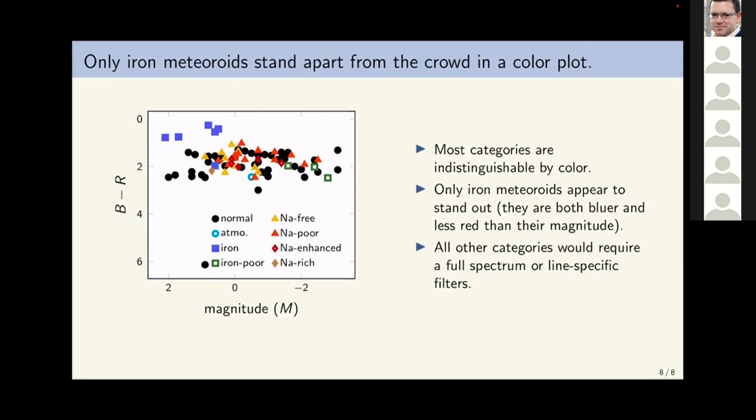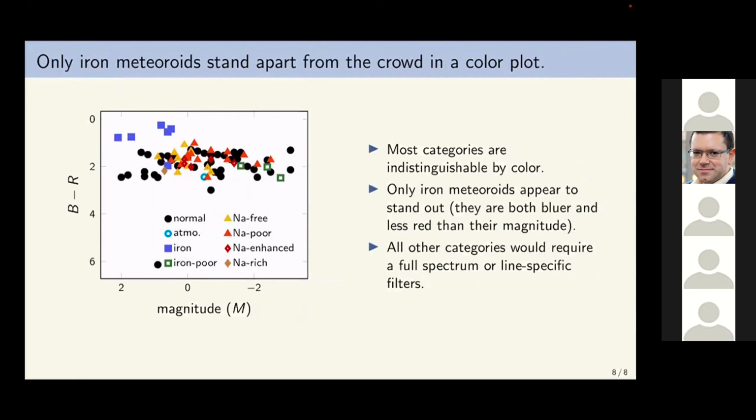So I hesitate to make this claim based on just 5 or 6 meteoroids here, but I think this is a potential avenue. If you wanted to do something with simple color bands, you may possibly be able to systematically separate the iron-type meteoroids from the others. But that's apparently about all you can do with simple color bands. If you wanted to look at sodium or something, you would probably need more specialized filters or just do a full spectrum. And that's pretty much it for me, this short talk, and I can take questions.